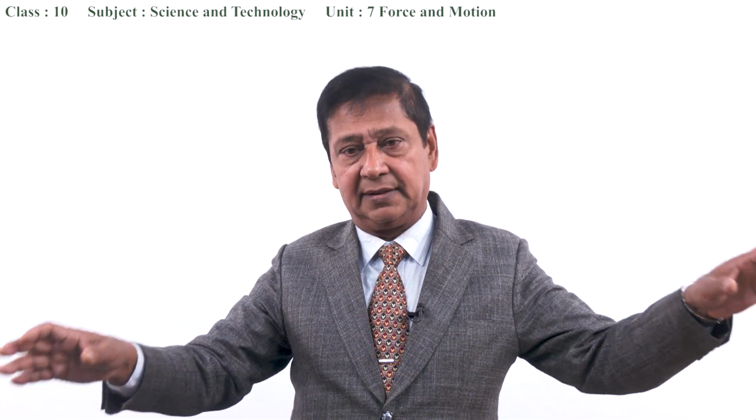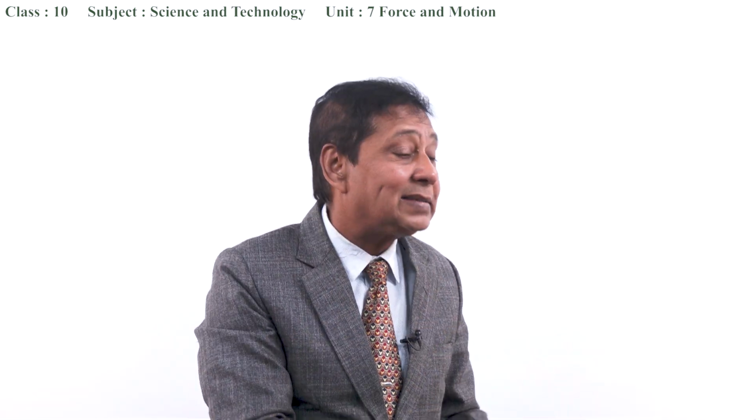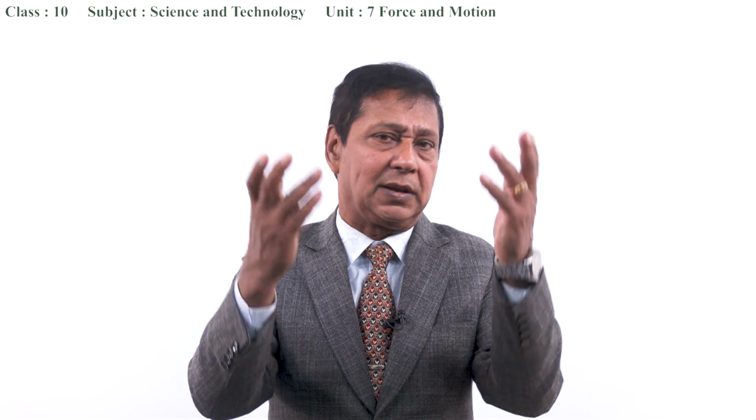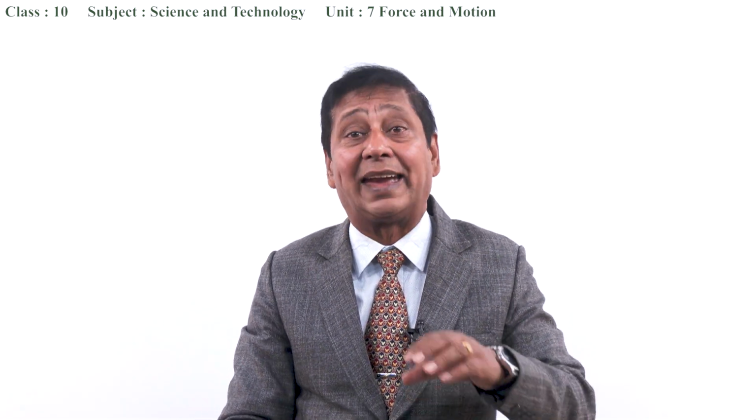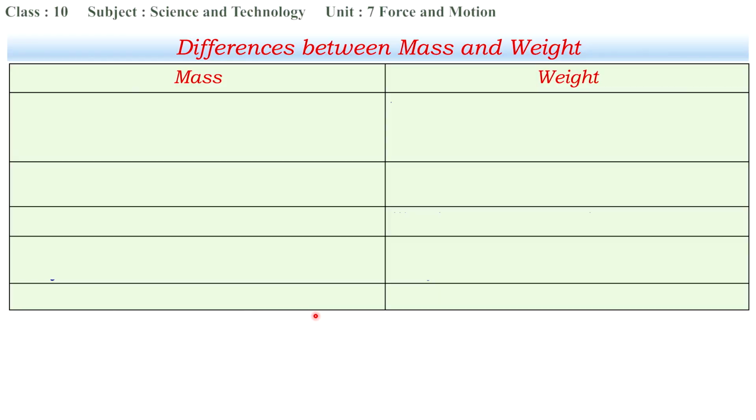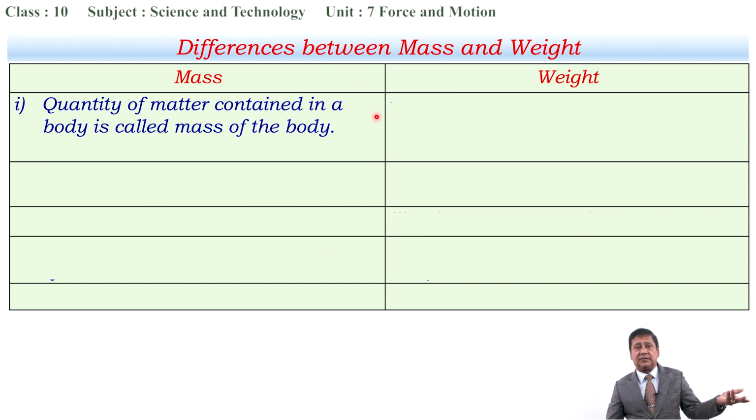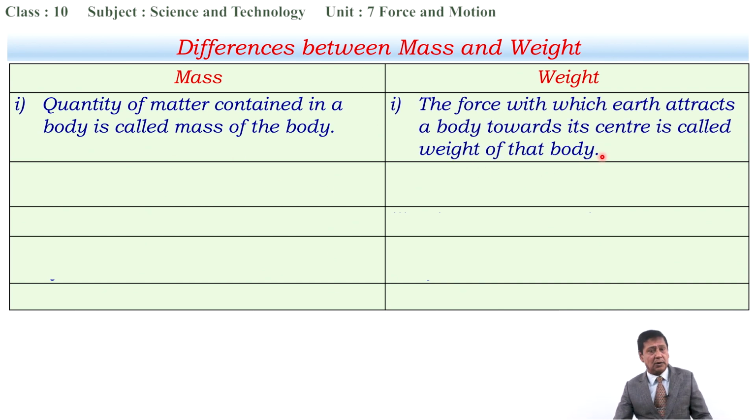After all this, I want to differentiate mass and weight with different points. How many points can we say? Let's say mass and weight are differentiated with many points. First, the definition. The quantity of matter contained in a body is the mass of that body. But weight, the force with which the earth attracts a body towards its center, is the weight of that body. This is one difference between mass and weight. If you are just told to differentiate mass and weight, then you can say just the definition.